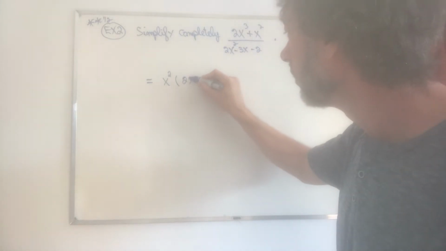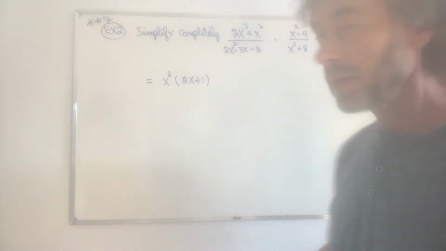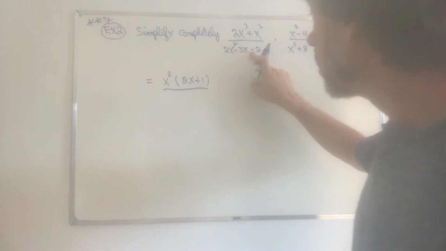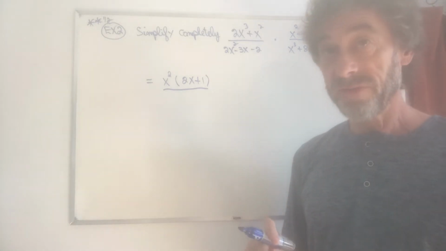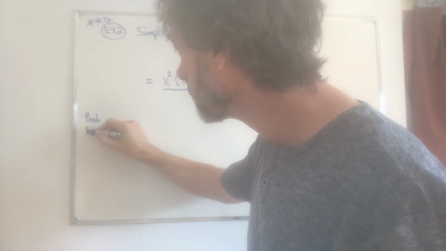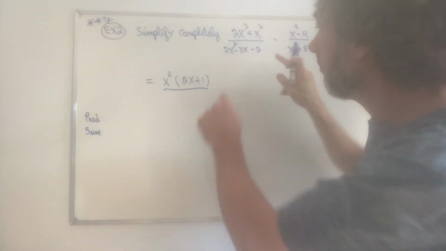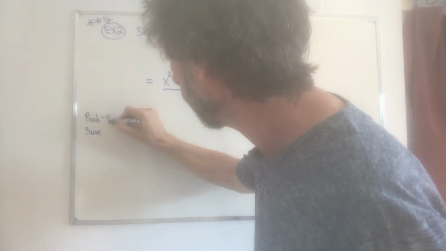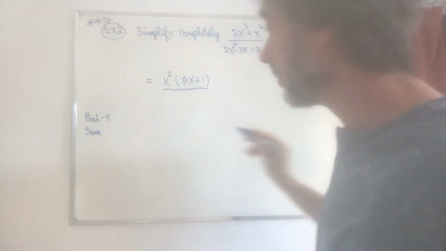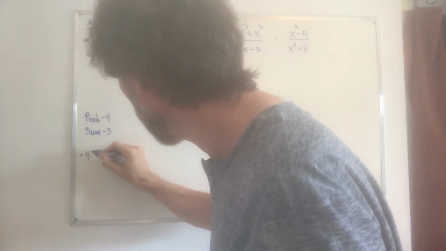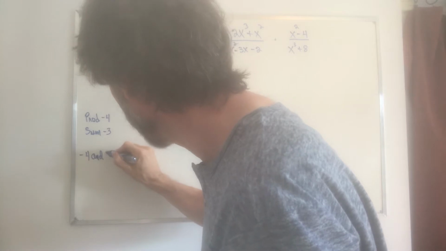And I'll be left with what? 2x + 1. Agreed? All over a trinomial. A trinomial can be factored using the ever so popular product-sum. Let's go aside for one second. We are now looking for two numbers whose product is 2 times minus 2, so minus 4, and whose sum is minus 3. What are such numbers? Product of minus 4, sum of minus 3. The numbers are minus 4 and 1.